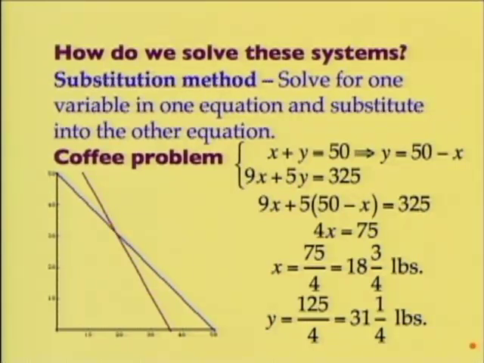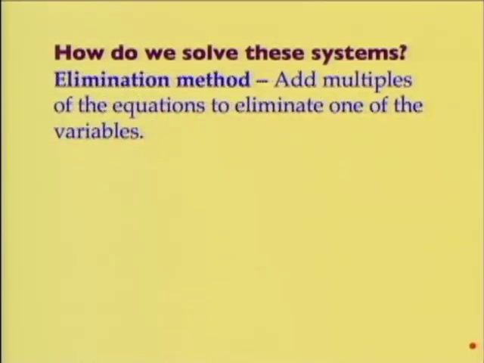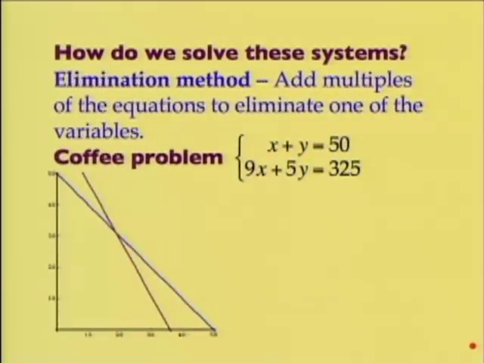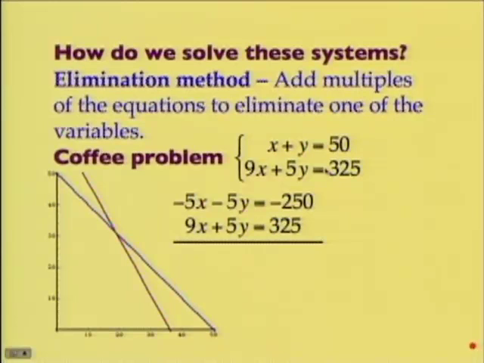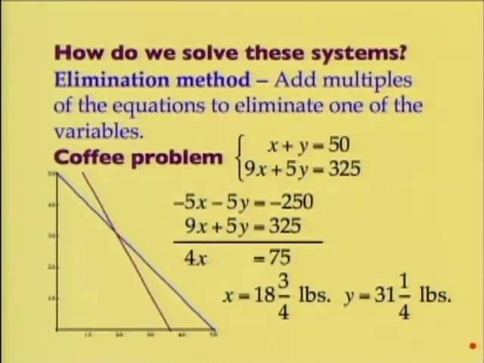The other method that I can think of, and a very common method, is to add multiples of the equations to each other. In our coffee problem, I would eliminate one of the two variables. I'll multiply by a -5 here, which means I need to multiply by a -5 across the board, and then simply add them. The -5y and the 5y cancel each other out. I get 4x equals 75. It's the same result, it gives me the same x that I found before, and you back substitute. You take this answer, go back up here, and solve for y, and you get the poundage for x and y.